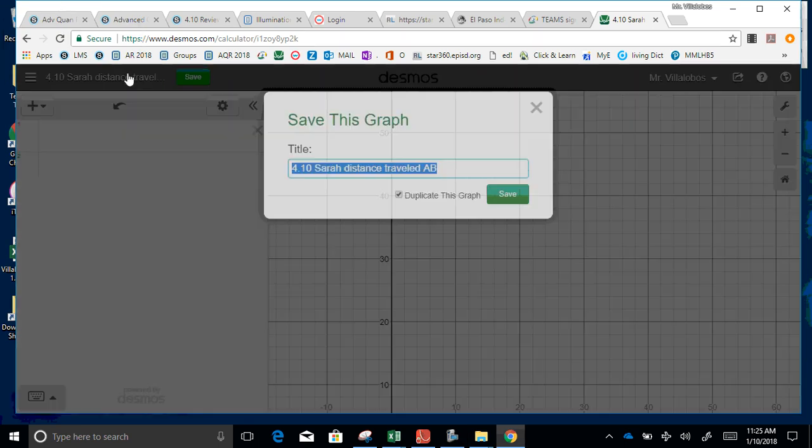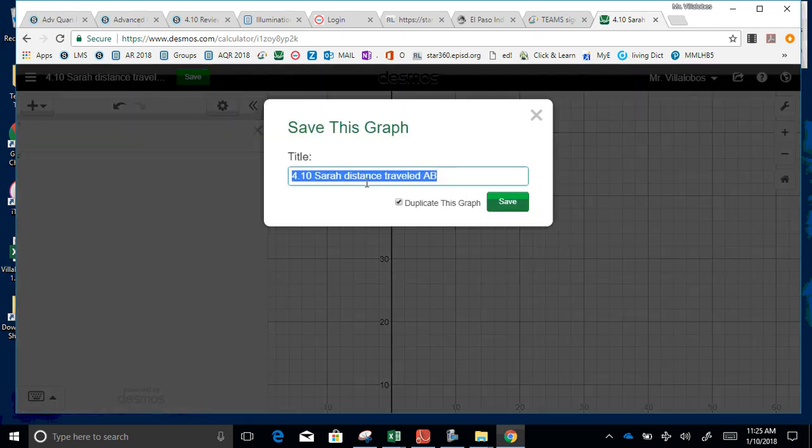Here we go. So here's your title: 4.10 Sarah's distance traveled versus time graph from A to B.